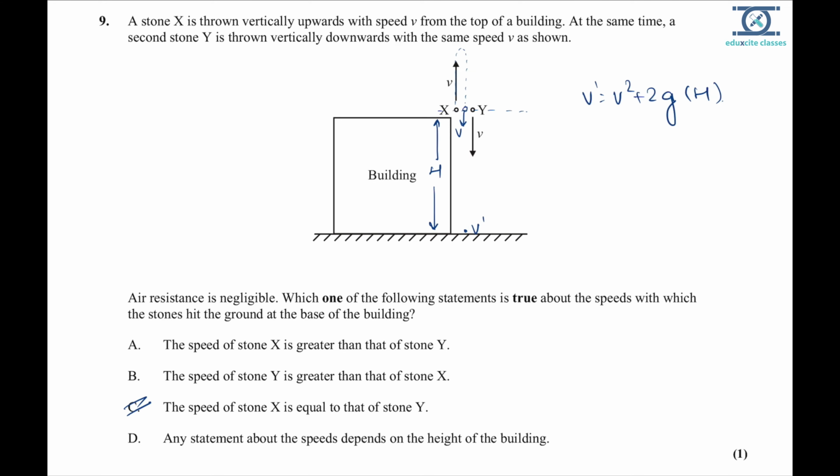So taking downward direction as positive, v is also positive because it is in the downward direction, g is also positive because it is in the downward direction, and the particles are moving from the building downward, so h is also positive. So for both the cases, for x as well as y, the v dash will be the same. So the speed of the stone x is equal to the speed of the stone y.